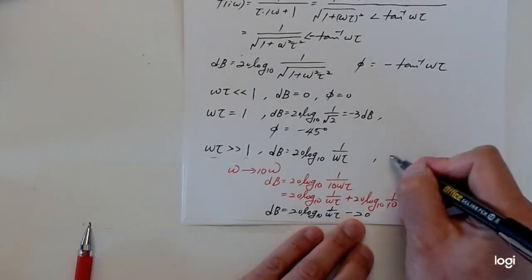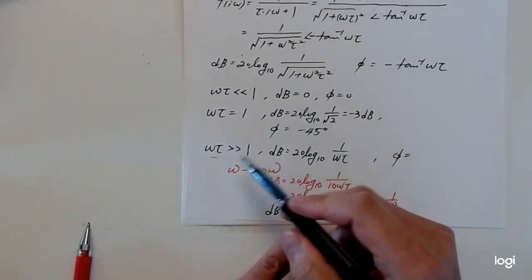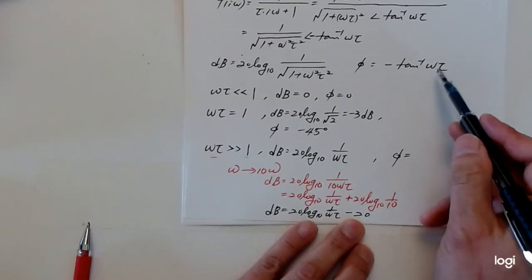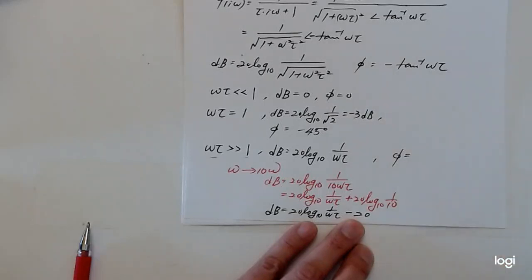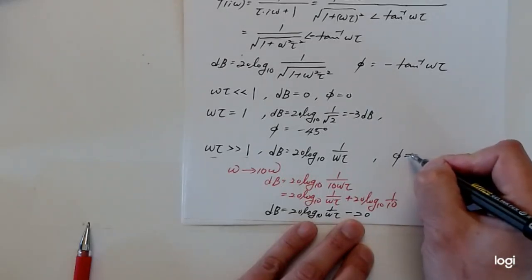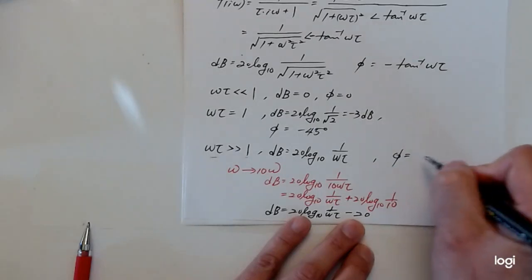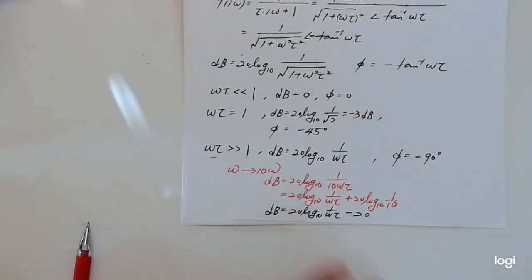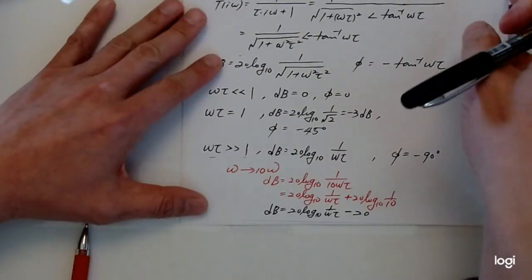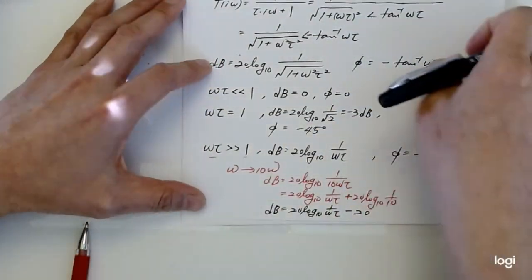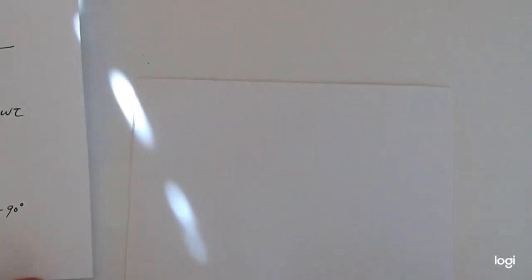How about the phase angle? Omega tau is much greater than 1, so this goes to infinity, and in that case you should have minus 90 degrees. So with these three regions, we can do a quick analysis and a quick drawing of the Bode plot.